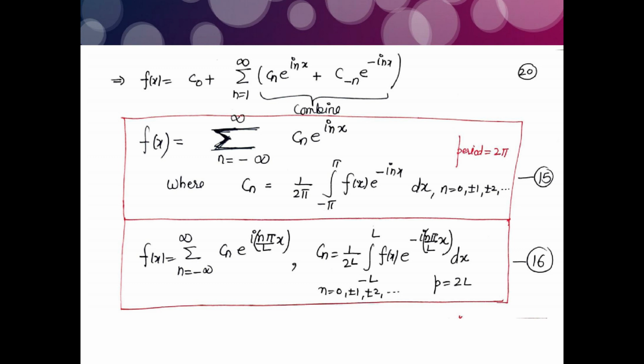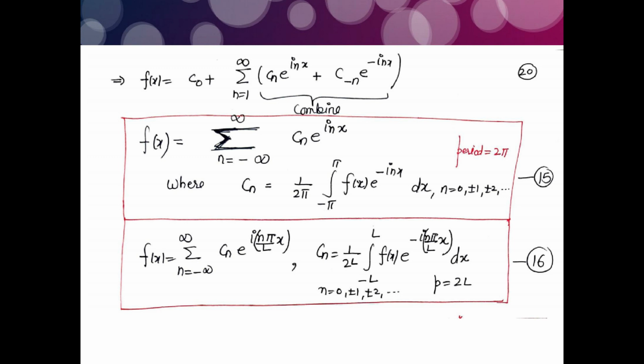So finally we have the complex Fourier series: f of x is equal to c naught plus summation over n from 1 to infinity of cn e raised to power iota nx plus c minus n e raised to power minus iota nx. In equation 20, we can further simplify this. We have two expressions, cn and c minus n, and the summation is running from n equal to 1 to infinity. So the final complex Fourier series is given by 15.